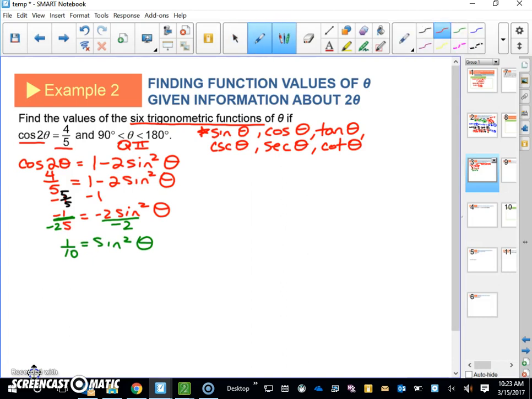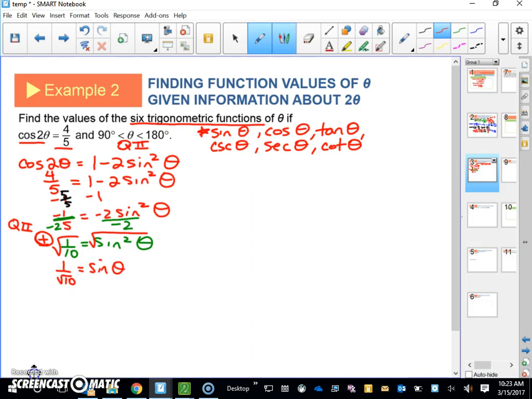So almost there. I just have to take the square root of both sides. Okay, if I want sine theta, I'm going to square root both sides. Actually, it's plus or minus square root. But remember, we're in the second quadrant. So what do we know about sine in the second quadrant? Sine in the second quadrant is positive. So we're just looking at that positive root. Square root of 1 is 1, so we have 1 over the square root of 10.